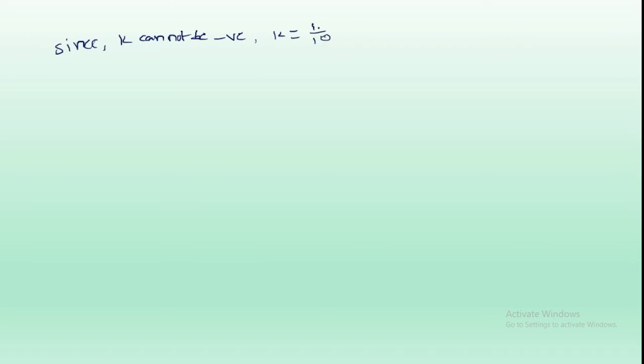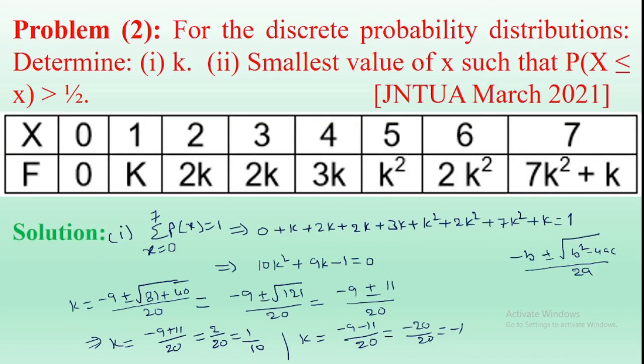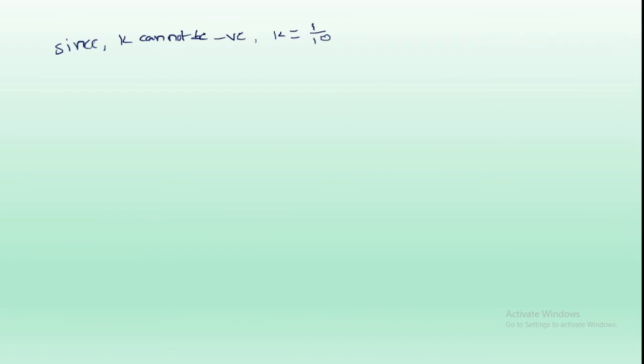This is the first part of the explanation. And the second part is to determine the smallest value of x such that the probability of X less than or equal to x is greater than 1 by 2. Now substitute the different values x equal to 0 to 7, and for all values find the probability of X less than or equal to x. At what value of x is that greater than 1 by 2? That is the smallest value of x. This can be determined using the trial and error method.